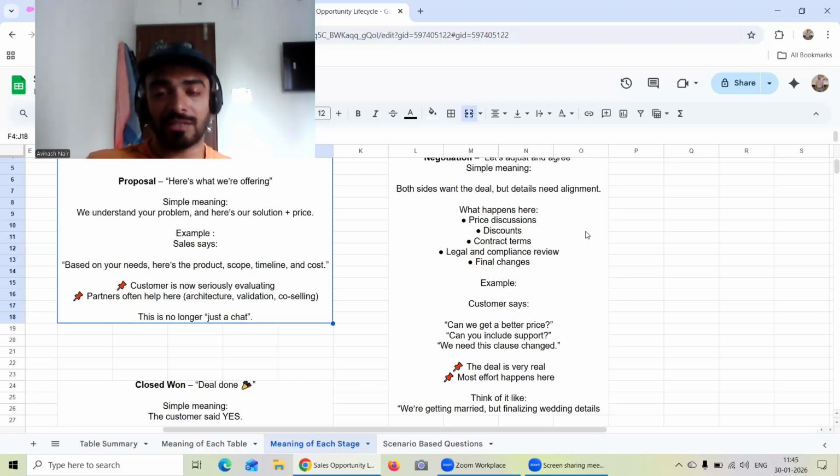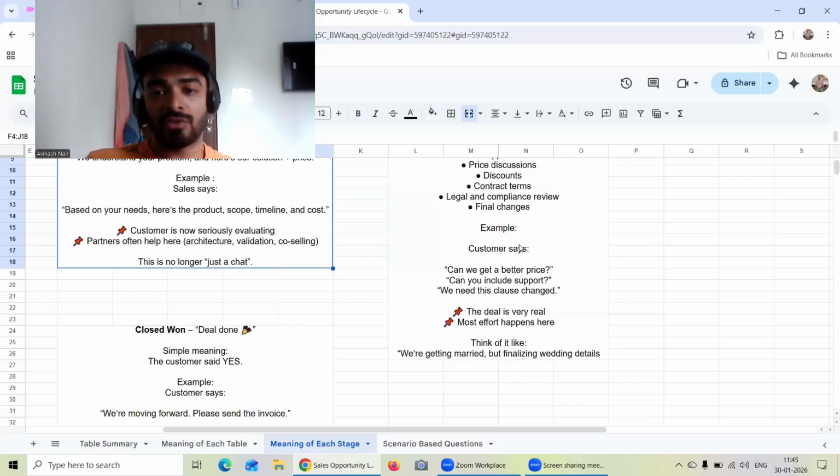Legals and compliance review, like if they're shifting from one tool to another, what are the key factors they have to keep in mind, and final changes. So for example, the customer says, can we get a better price? Can you include support? We need this clause change. So for example, in my case, on an individual level, still if they are purchasing Salesforce CMS, they might just ask, can I get further discounts? Can I pay in EMI format, 6 months EMI? Or is there some extra benefits you can give me? Like, once I get a Salesforce CMS job, is there certain days of support you can give me?